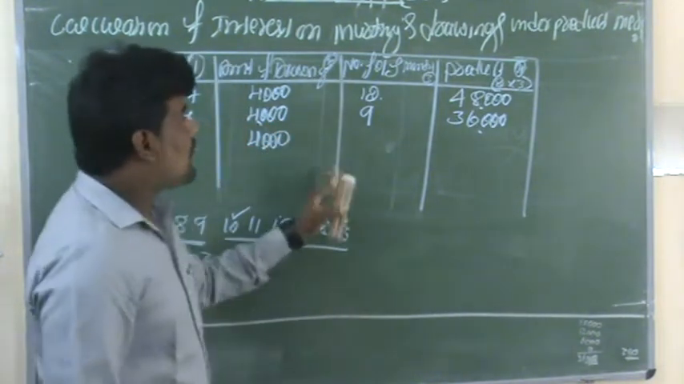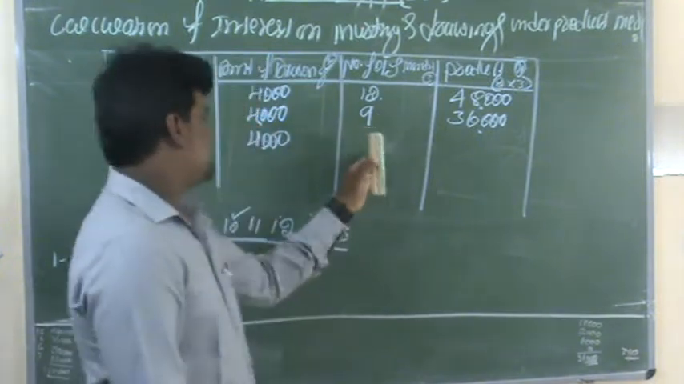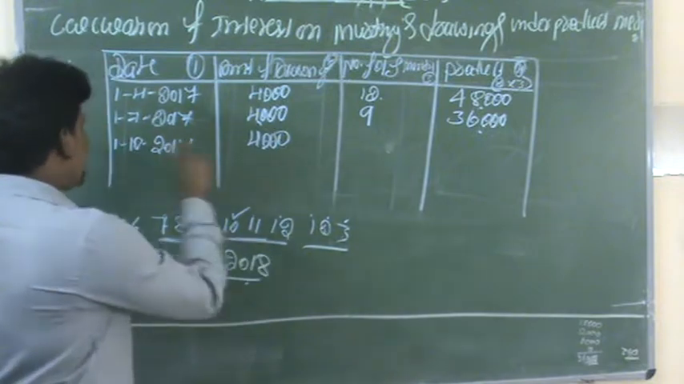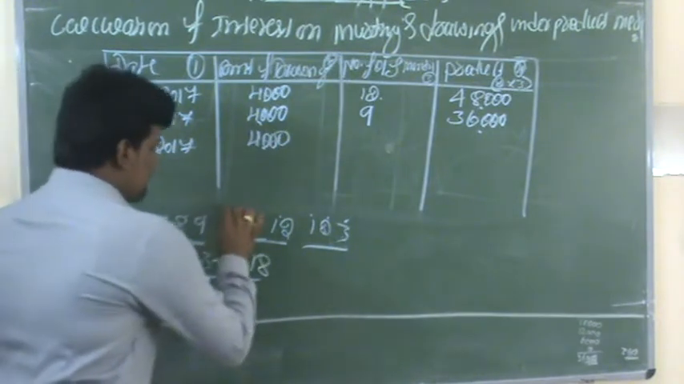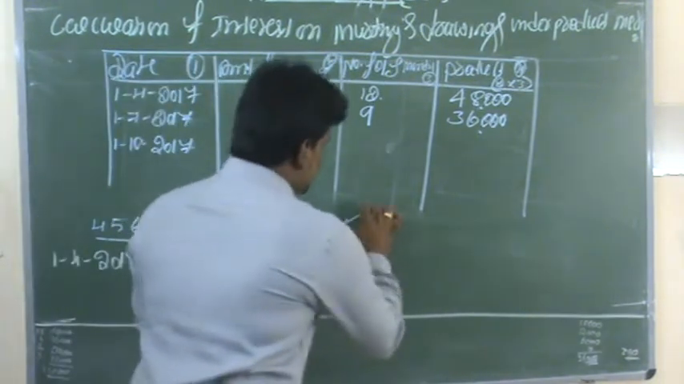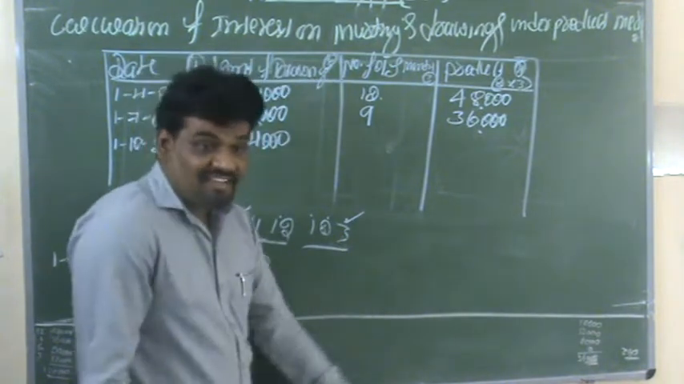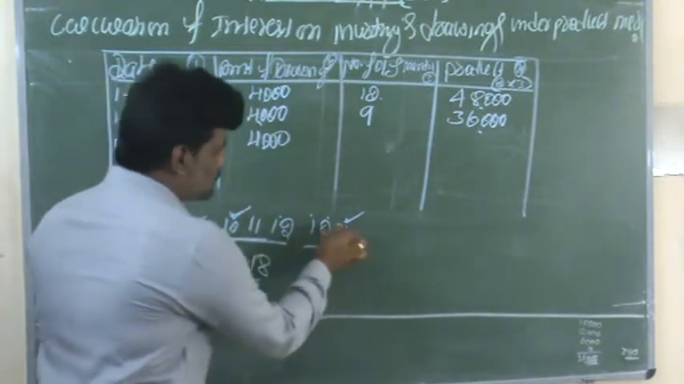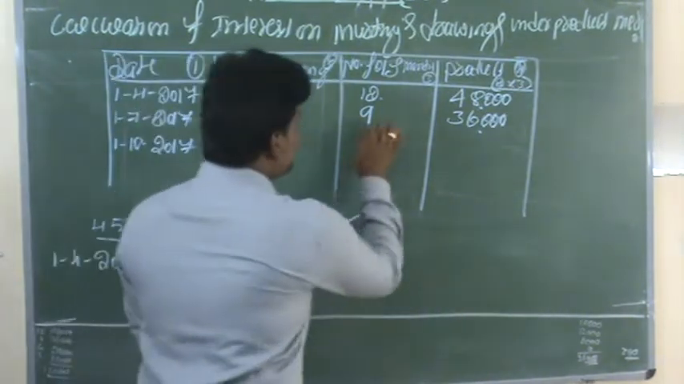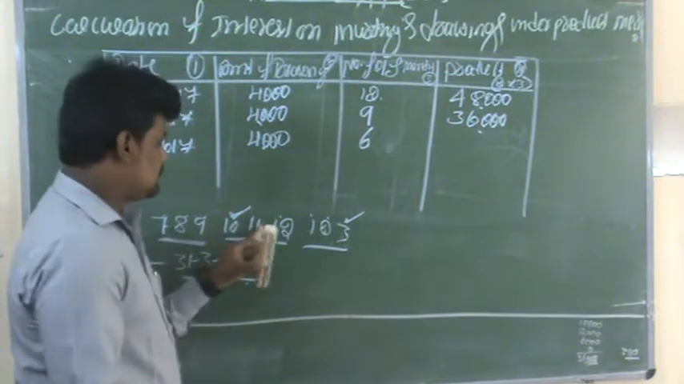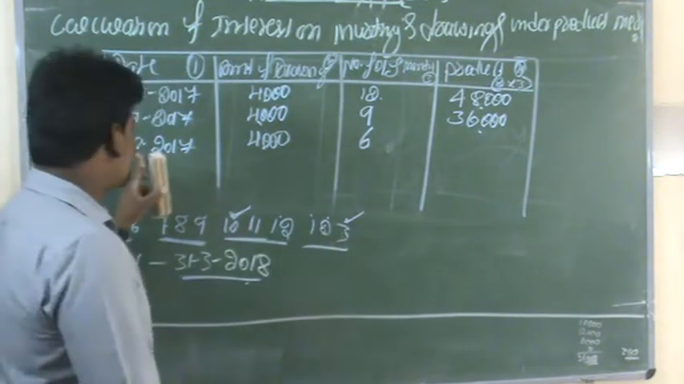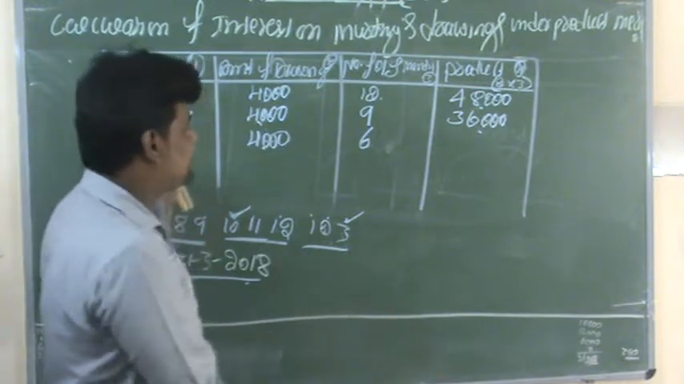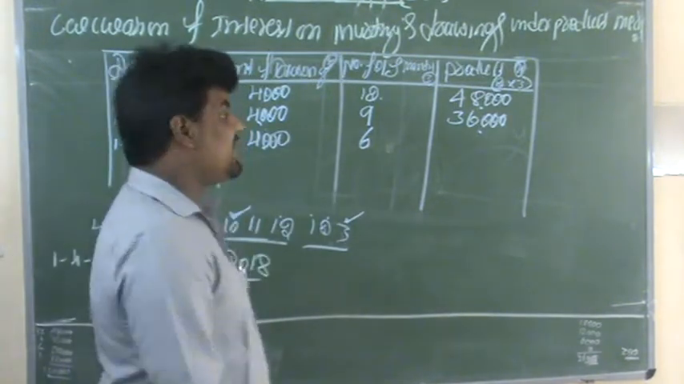So here now we need to ascertain the outstanding period from the date of withdrawal, 1/10, to the end of the assessment year. The books of accounts are closing on 31st March of every year. So here 10, 11, 12, 1, 2, 3. So the total outstanding period is 6 months: 1, 2, 3, 4, 5, 6. This is the outstanding period.